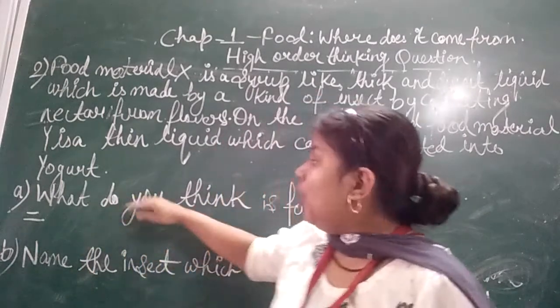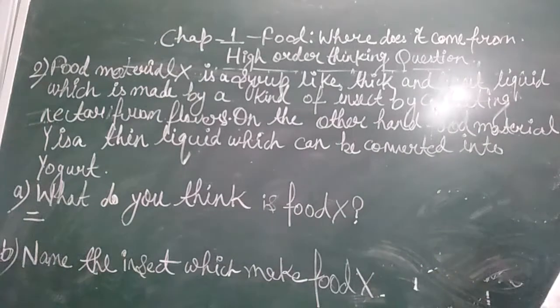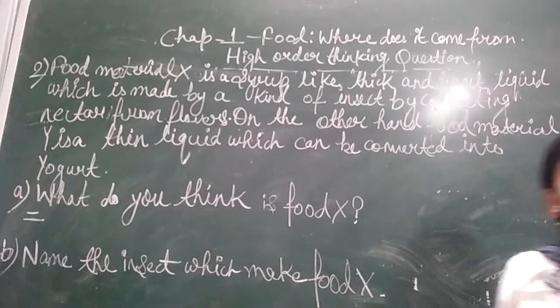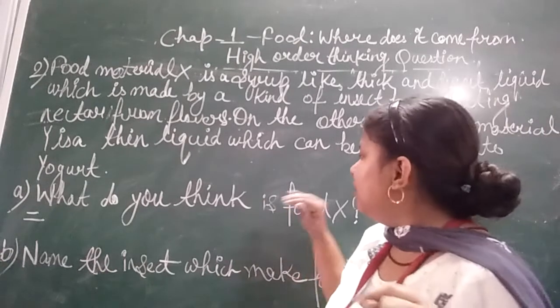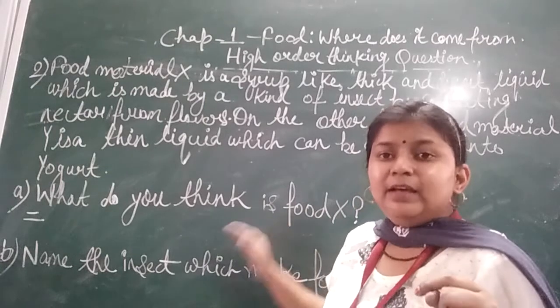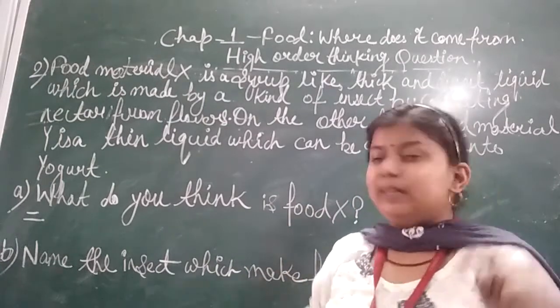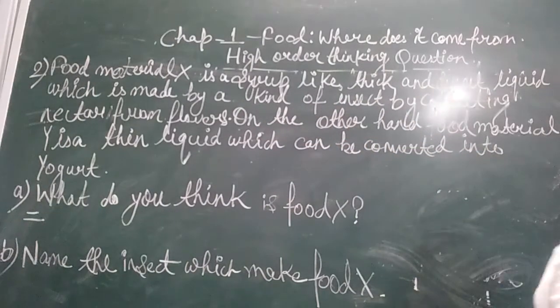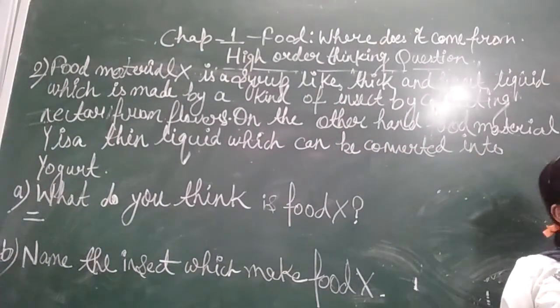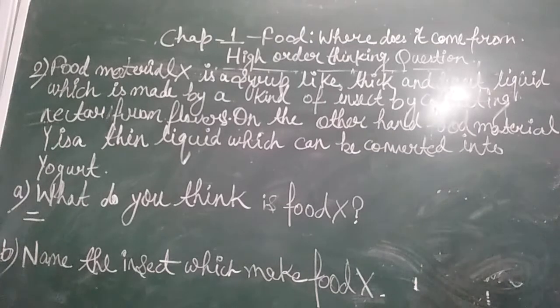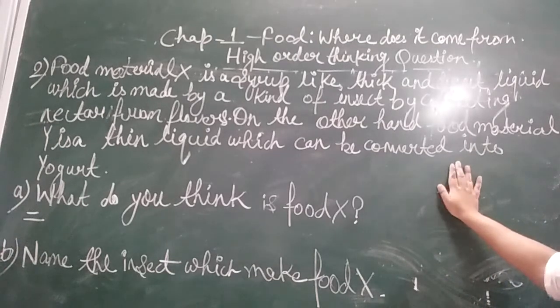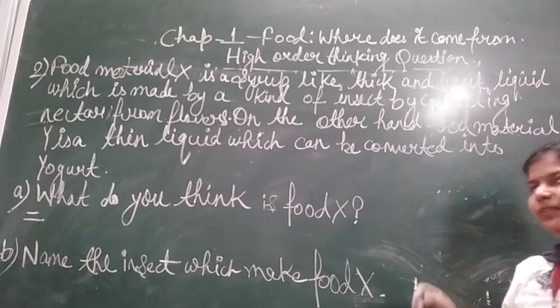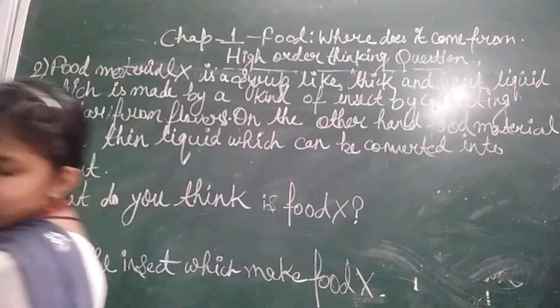First question is, what do you think is food X? Now the next is, name the insect which make the food X. So you have to tell what is food X. Next part, you have to tell which insect. Here we have talked about an insect, and you have to tell which insect is responsible for making this nectar.